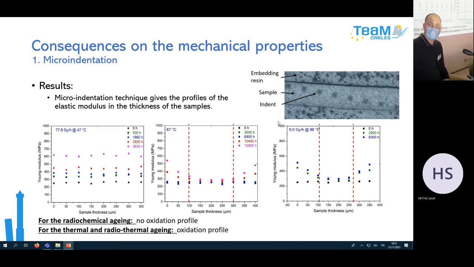Another sample that is represented on the right is a combination between radiolytic aging at a very small dose rate and thermal aging. And we do see that this is basically the same behavior as the thermal behavior, meaning that probably the aging of this material is driven by the thermal oxidation.